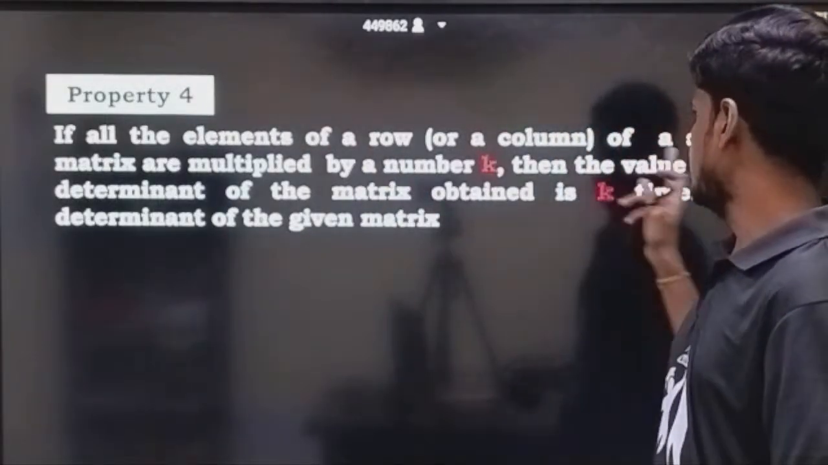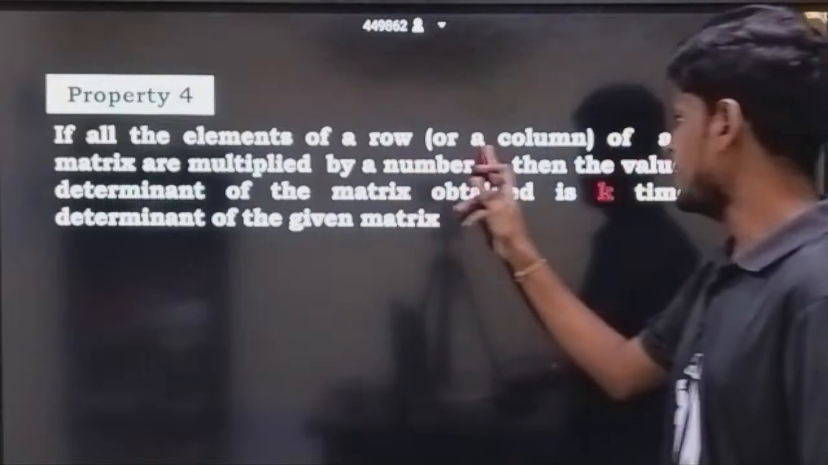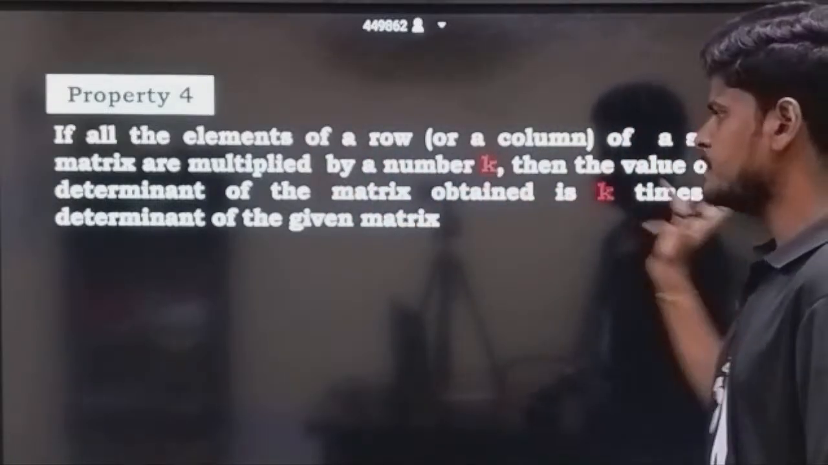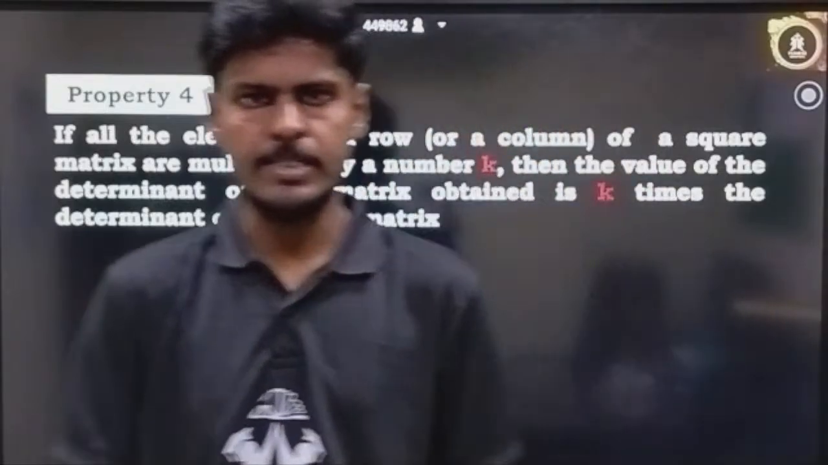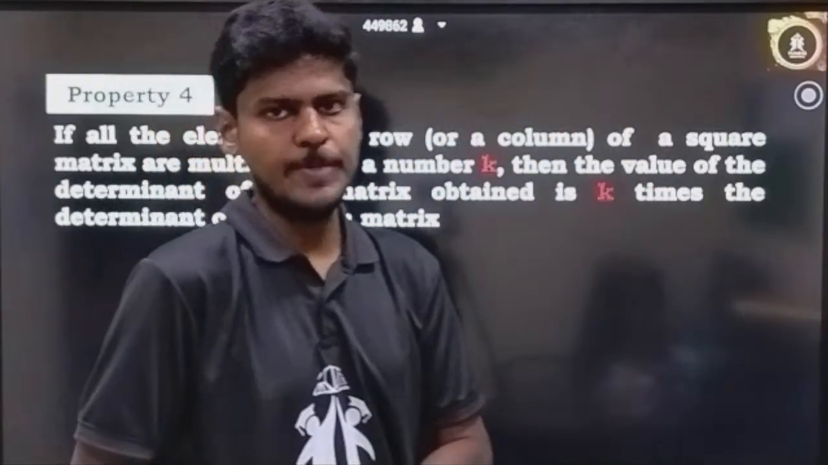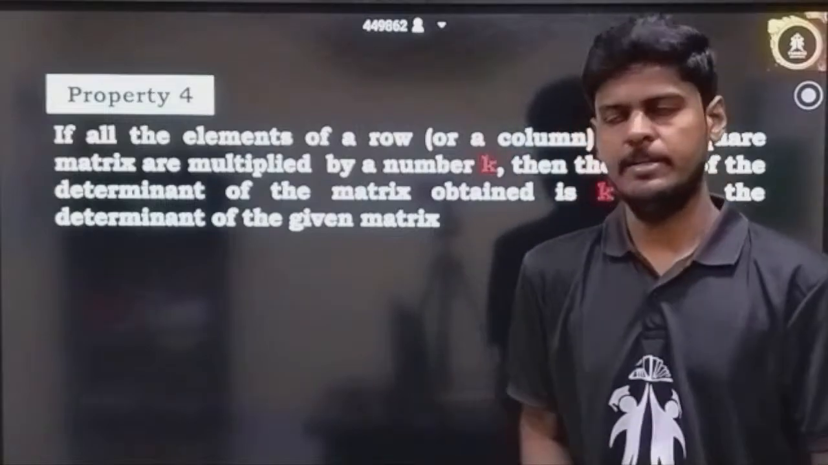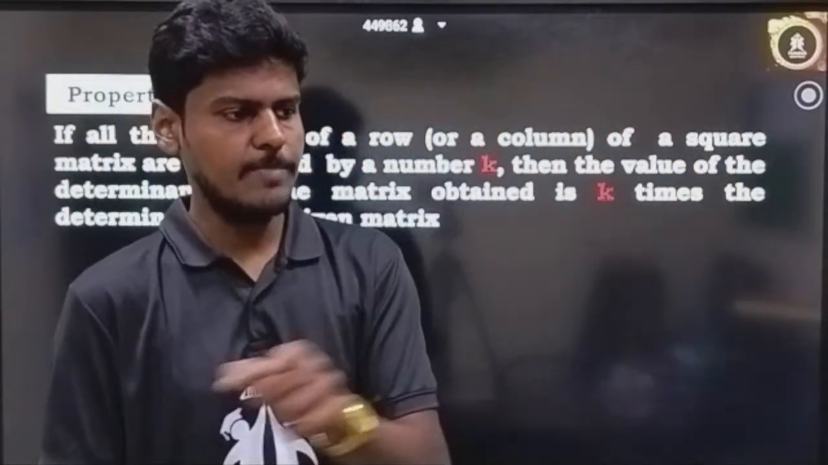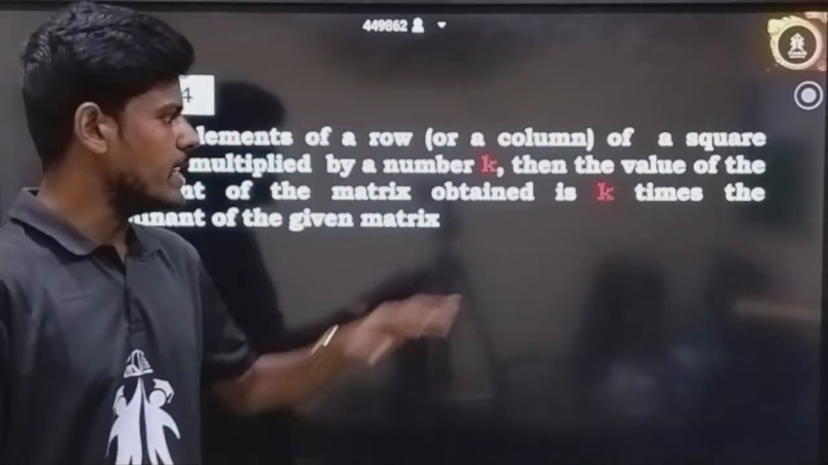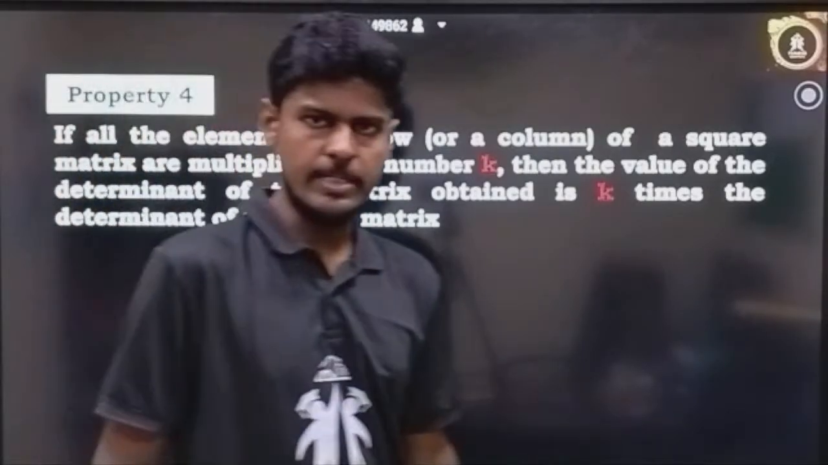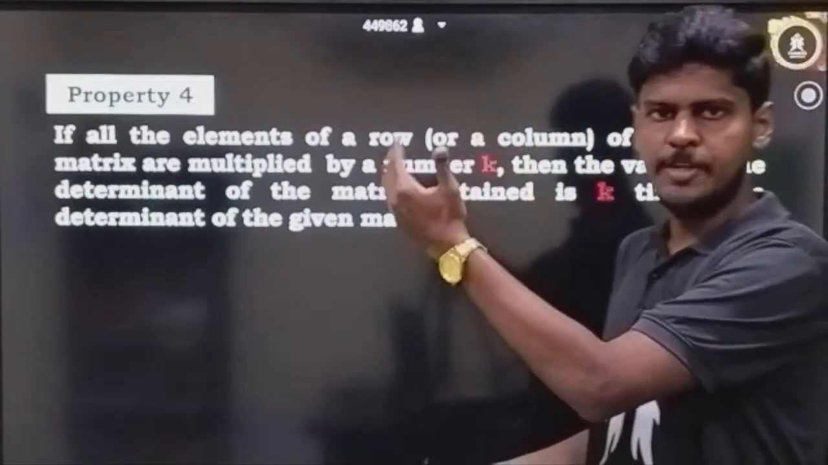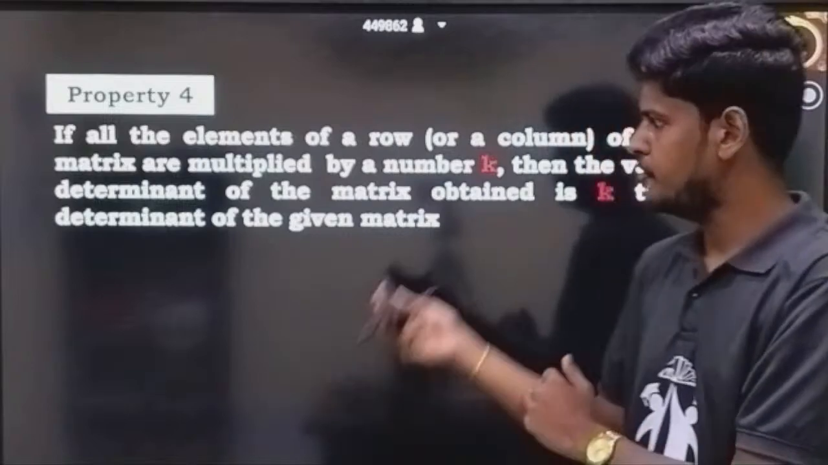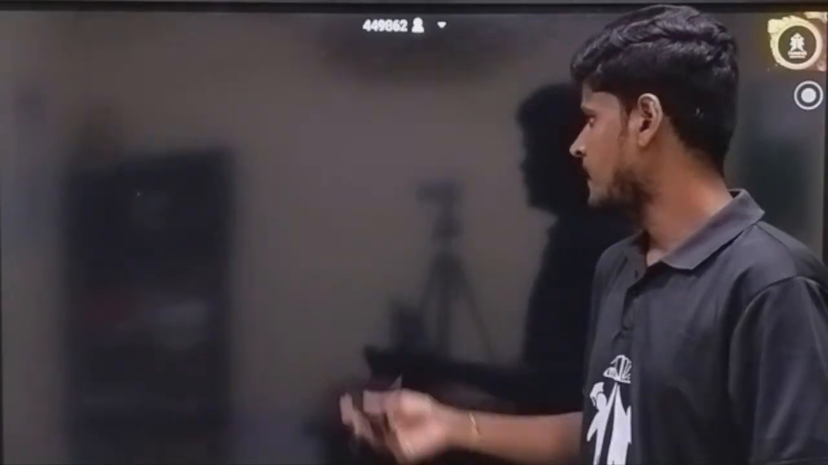Next property. If all elements of a row or column of a square matrix are multiplied by a number k, then the value of the determinant is obtained as k times the determinant value of the given matrix. This is what we discussed in the previous property also while expanding the second determinant. So when each element of a row or column of a matrix is multiplied by a number k, the value of the determinant will be k times the value for the given matrix. So the proof is from the previous slide itself. How do we expand the first determinant and the second determinant? From that you can understand this example.